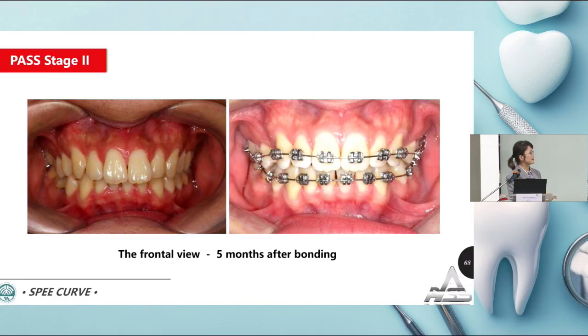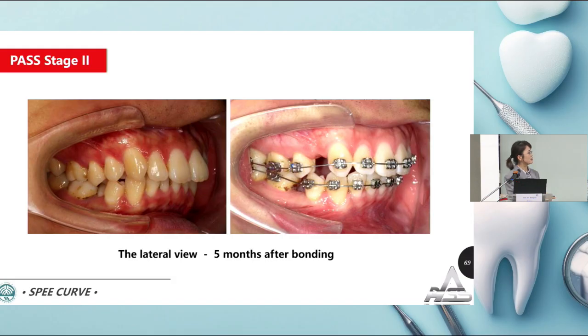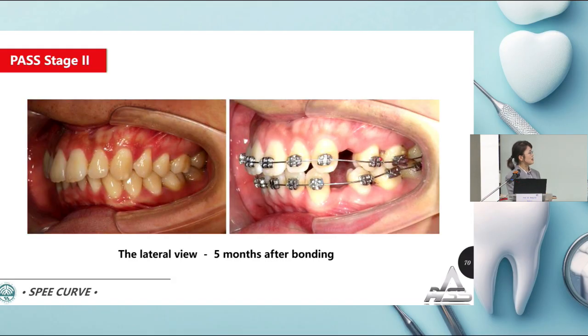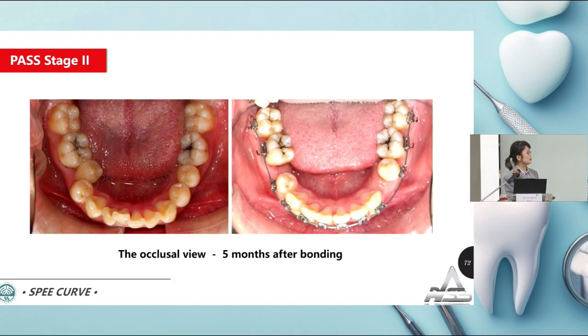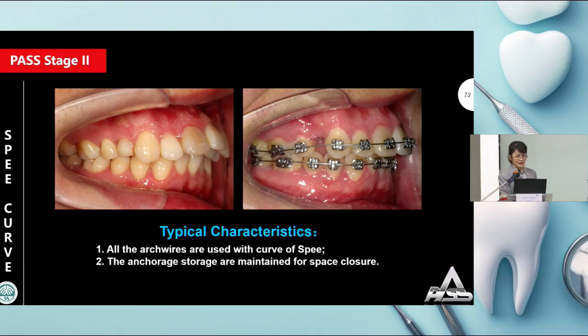The case: bond 5 and 7, use a main arch wire in the main tube. The occlusal view. In this stage, all the teeth are bonded. All the arch wires are used with normal curve of Spee. We open the bite to normal and get teeth ready in third order for engaging the stainless rectangular arch wire.